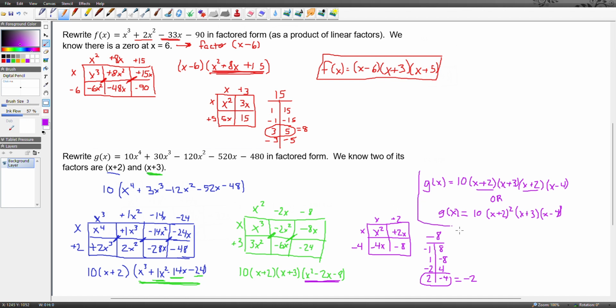So either one of these two would be an okay factored form answer there.